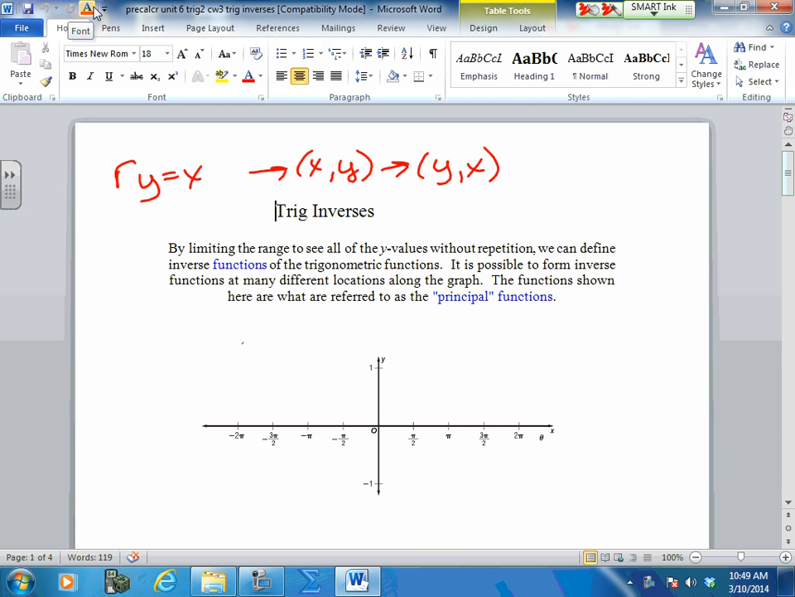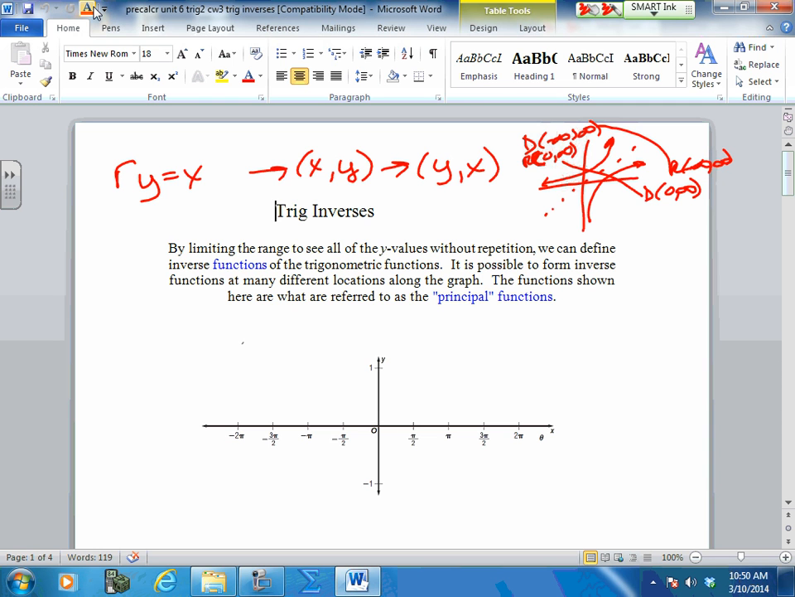If we had your exponential curve, and we reflected this guy and got your logarithmic curve, remember your domain was all real numbers, and your range was 0 to infinity. When we swap these around, this became your domain. This became your range. So it's going to keep the same attributes. When we do a trig inverse, it's going to be the same.